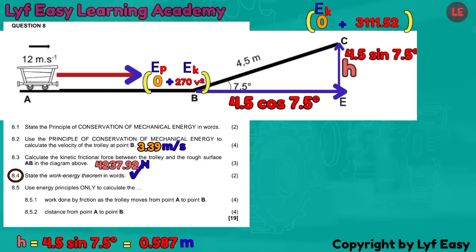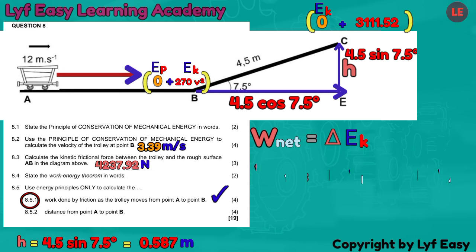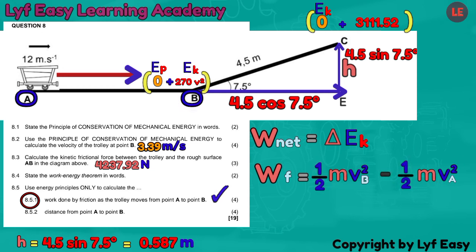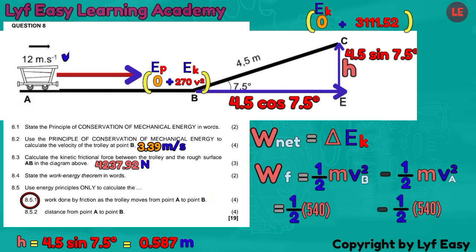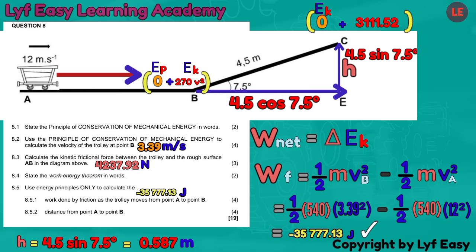On 8.4, the work energy theorem is just the net work done, which is equal to the change in kinetic energy of the object or body. We apply that work energy theorem on 8.5.1 to get the work done by friction between point A and B. In that formula, we use the velocity of 12 meters per second as the initial velocity, and the velocity at point B as the final velocity. Calculating this, we get the work done by friction to be this number, the unit is joules.